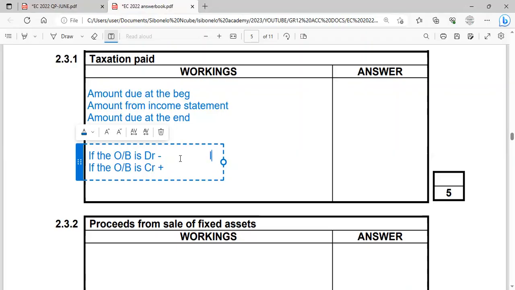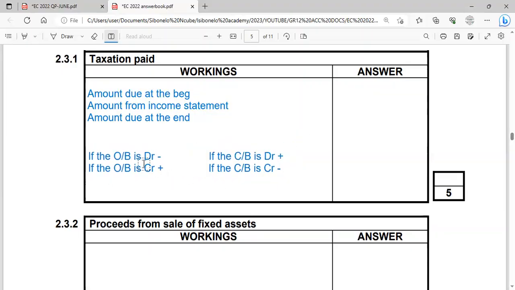And then now we are doing the case of closing balance. If the closing balance is sitting on the debit side, you're gonna disclose it as a positive figure. And if the closing balance is sitting on the credit side, that one will be negative. So guys, this summary will help you.